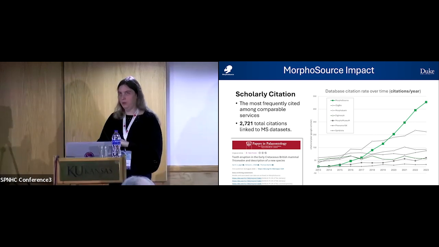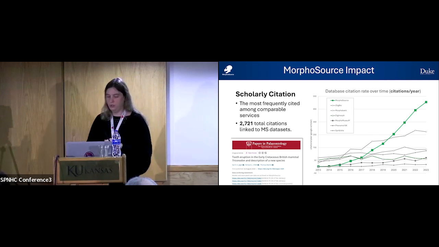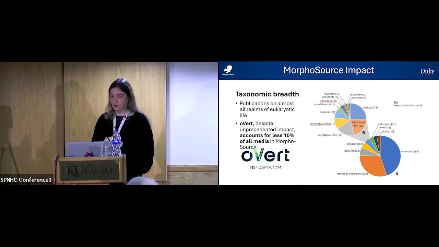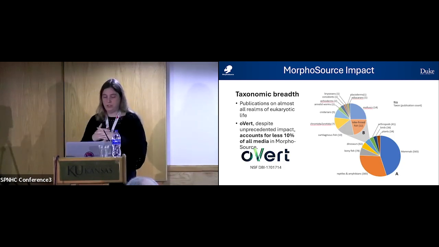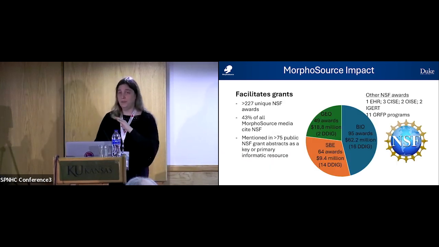And also, I will humbly suggest that Morphosource, among comparable resources, is the most frequently cited in scholarly publications. We have tracked over 2,700 citations that are linked to Morphosource datasets, over 100 of which are theses and dissertations. We have a wide taxonomic breadth, so especially if you look through that list of publications, there are publications on almost all realms of eukaryotic life. And although OVERT has had unprecedented impact, it actually represents less than 10% of all media on Morphosource.